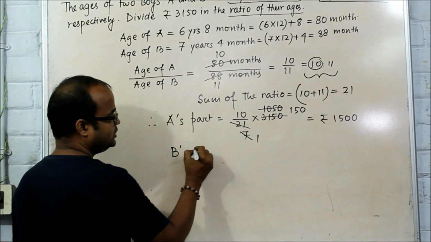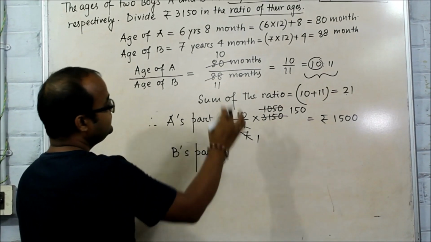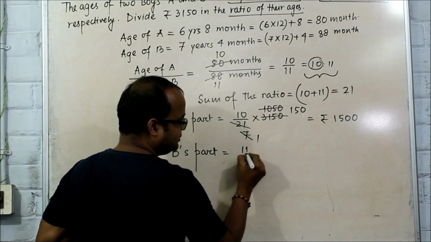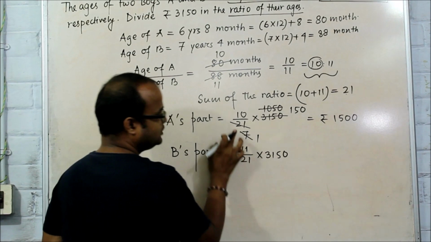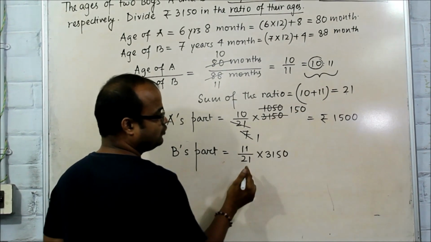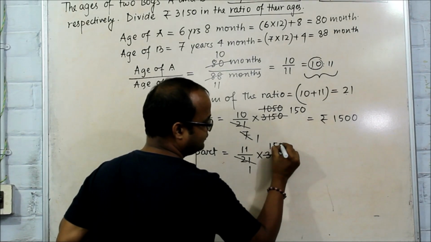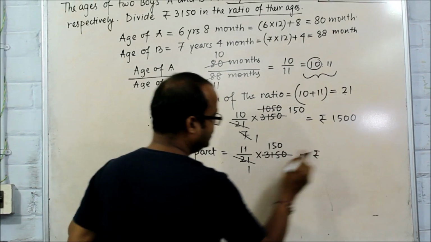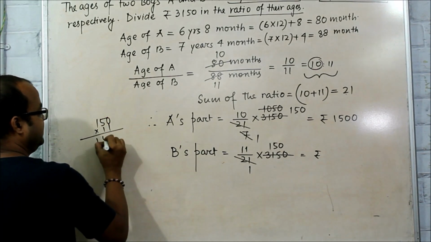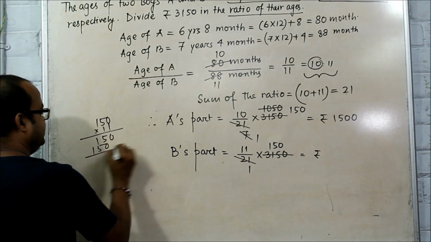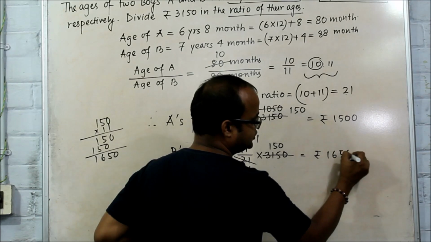Now B's part, that is how much B will get, you can subtract 3150 minus 1500, or you can use the ratio only. So B's part is equal to 11 by 21 into 3150. Now see, 21 we cancel, so we are getting 150. So this will be equal to 150 into 11. Multiply 150 by 11, you will get 1650. So rupees 1650.